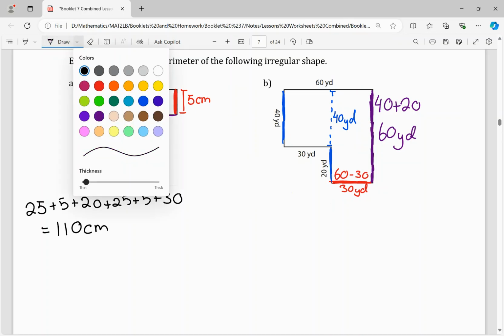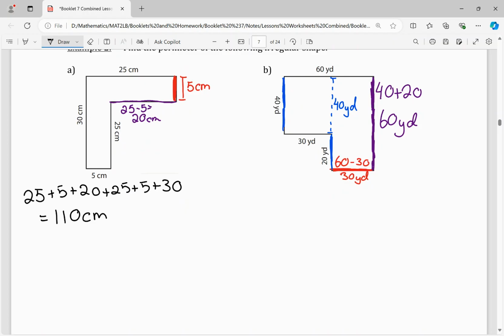So now that I have all the side lengths, I add them together, starting from the top and moving to the right, moving in a clockwise motion, we call that. That would be 60 plus 60 plus 30 plus 20 plus 30 plus 40 yards. Doing some mental math or using a calculator, but I know everybody in this class is capable of using mental math for this. That would be 120, 150, 170, 200, 240 yards total.